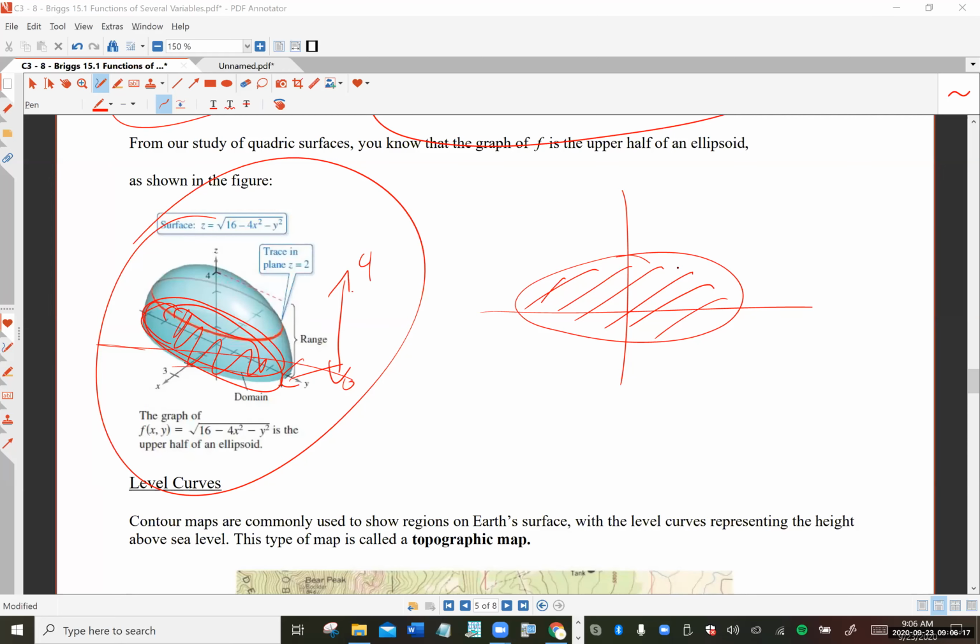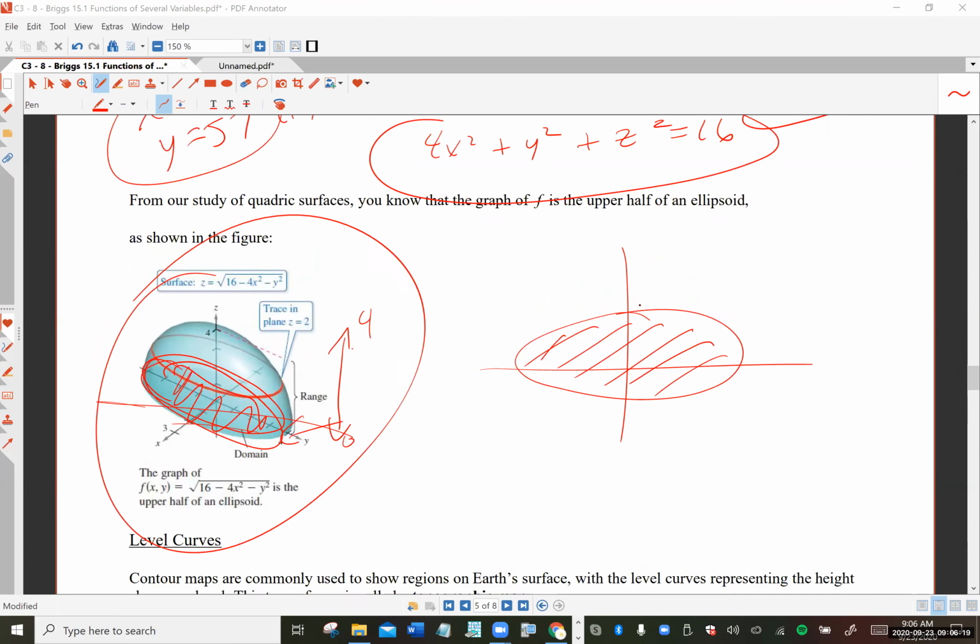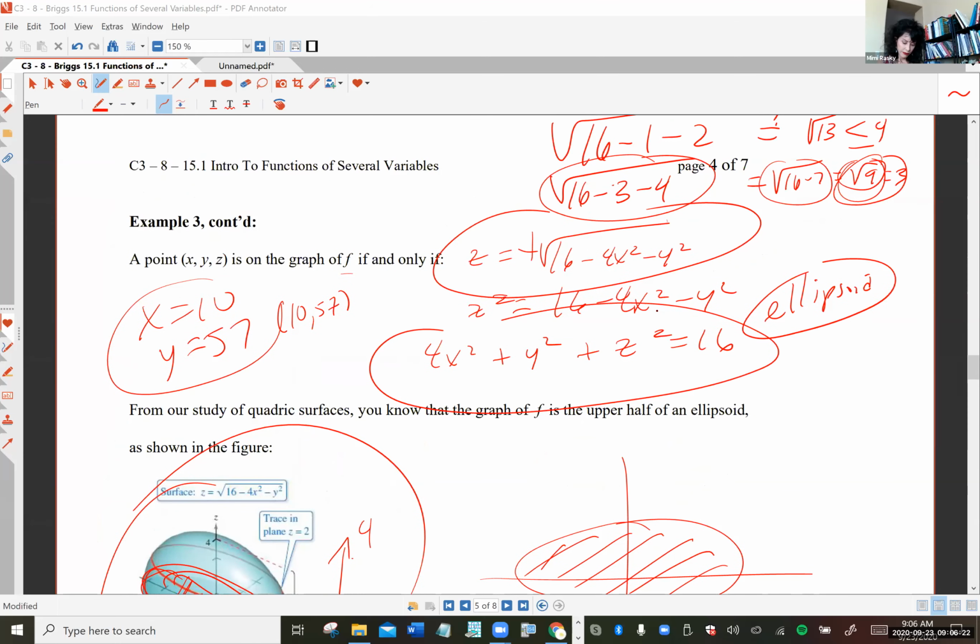Can you go back a little bit to the top of this page? Right there.